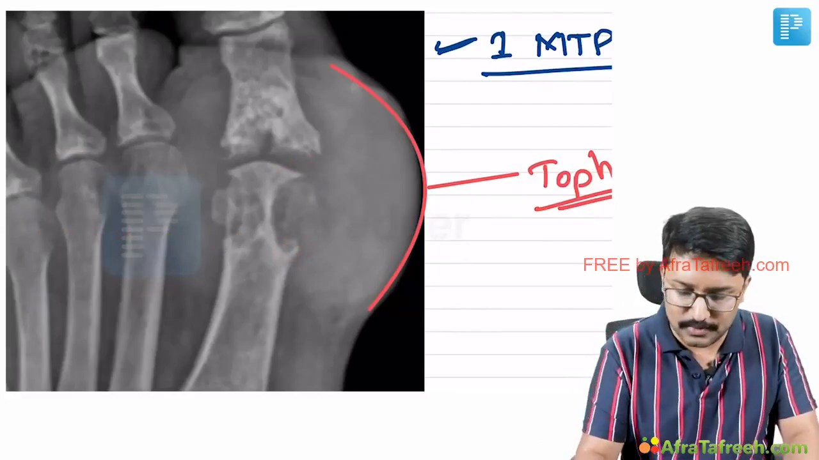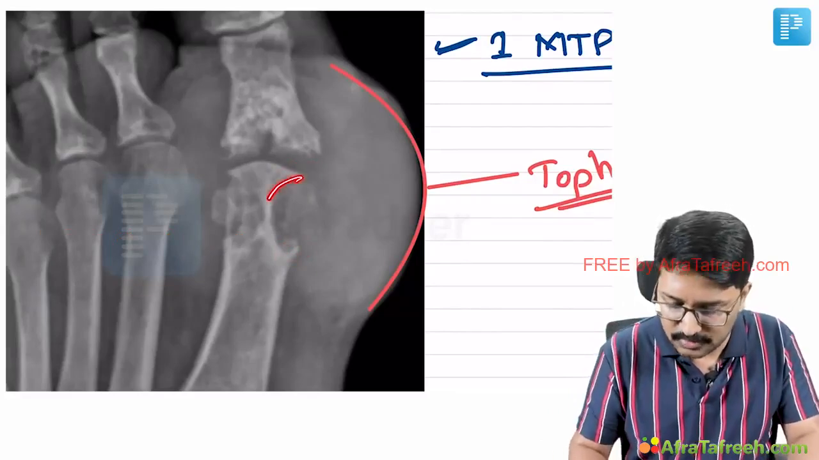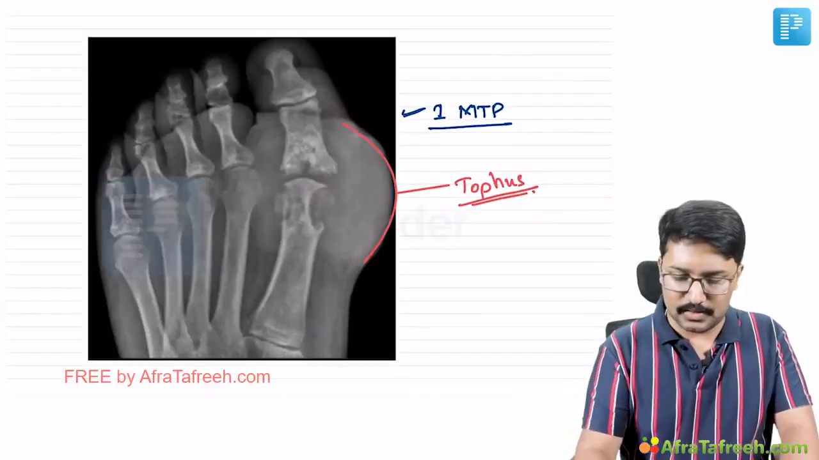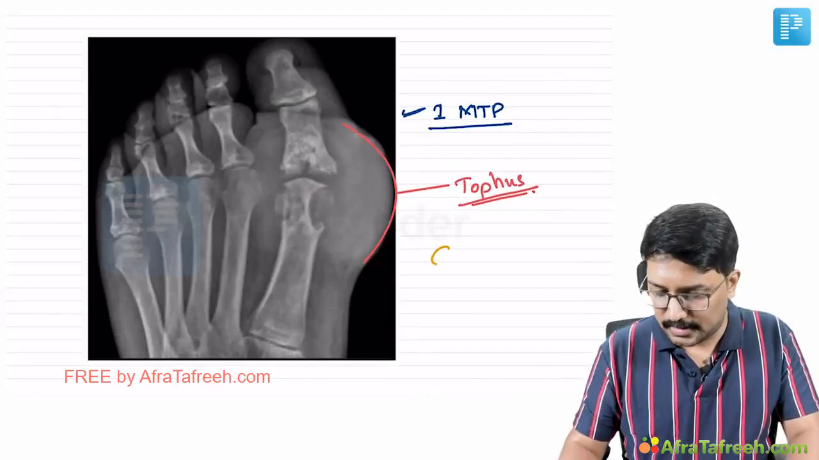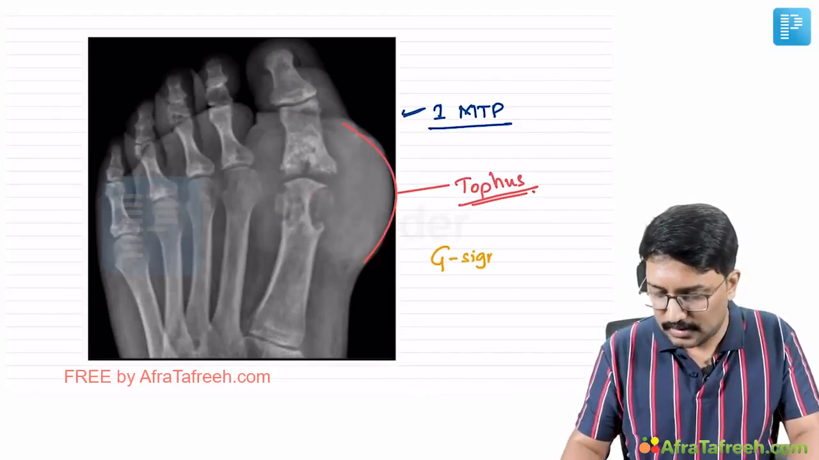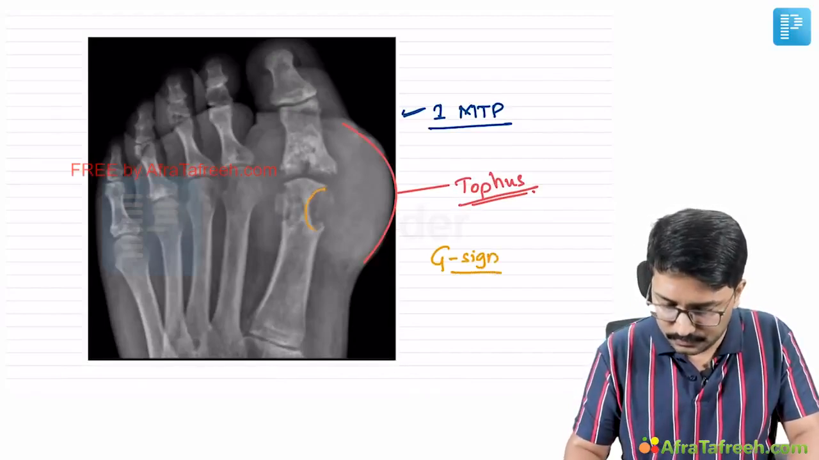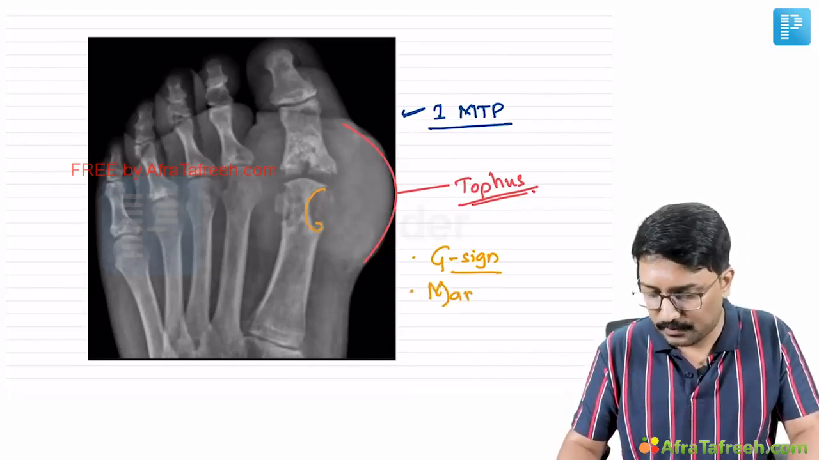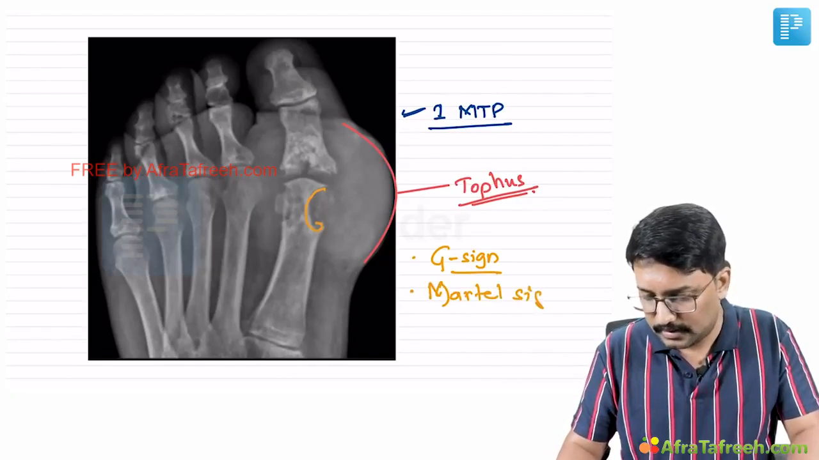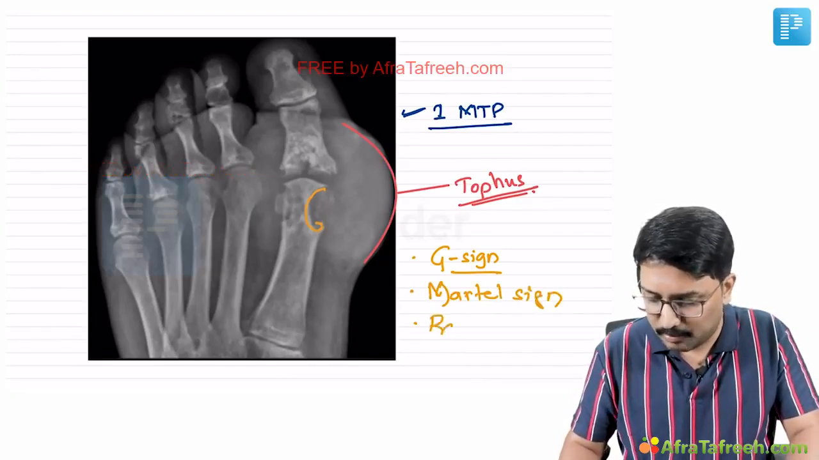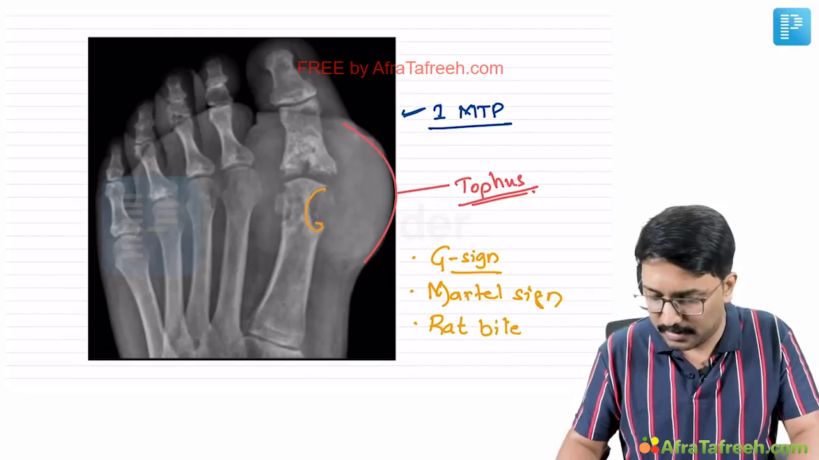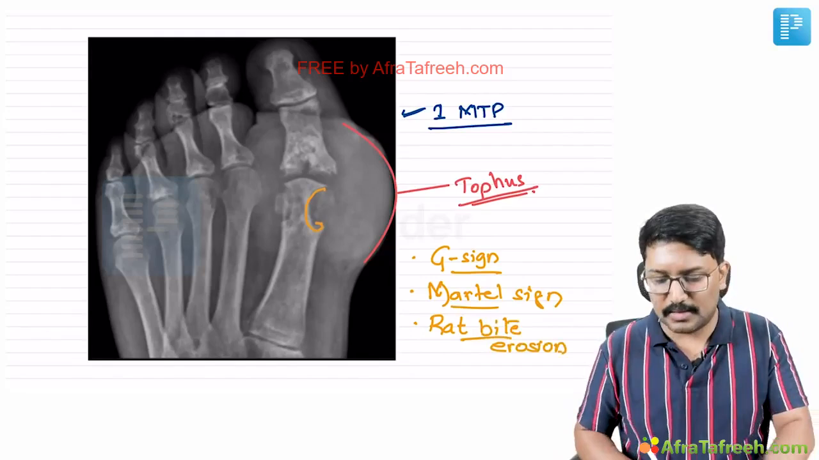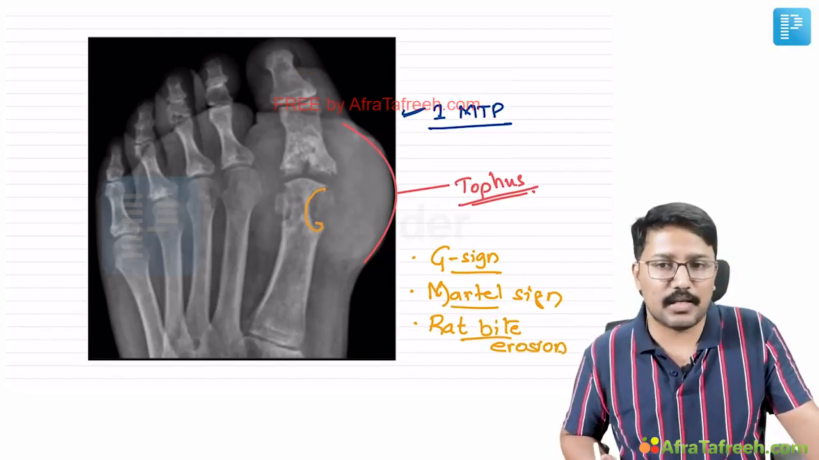Sometimes it looks like a G. So this is also known as the G sign, right? What we see here is also known as the G sign. This is also known as Martel sign. This is also known as rat bite erosion. All of these mean the same thing: G sign, Martel sign, or rat bite erosion, right?